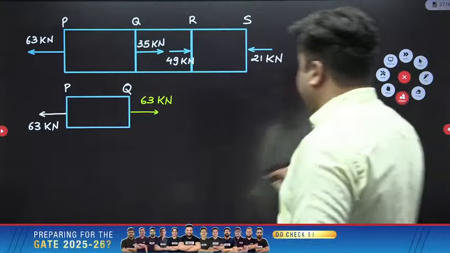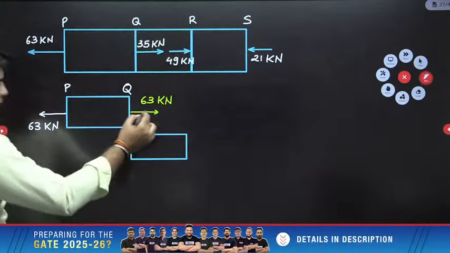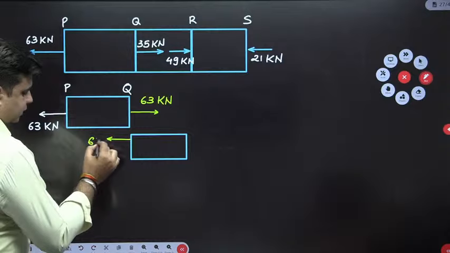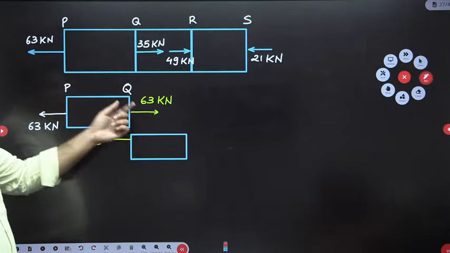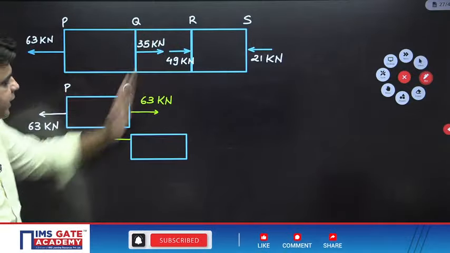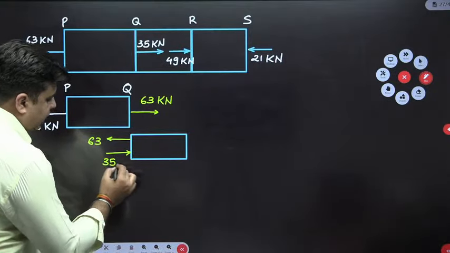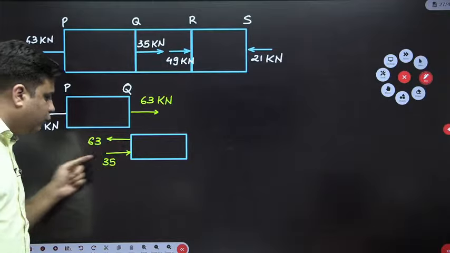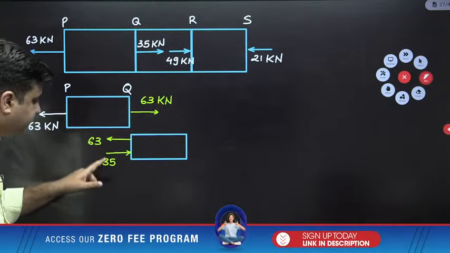So let me draw the next thing. This is portion QR. So over portion QR, equal and opposite 63 should act like this. This is in reaction to this 63 kilonewton load. Now you have 35 kilonewton acting on this left interface, so I will apply this 35. Now sir, what is the net load acting over this interface? So 63 is acting outwards, 35 is acting inwards. So net load will be 63 minus 35.